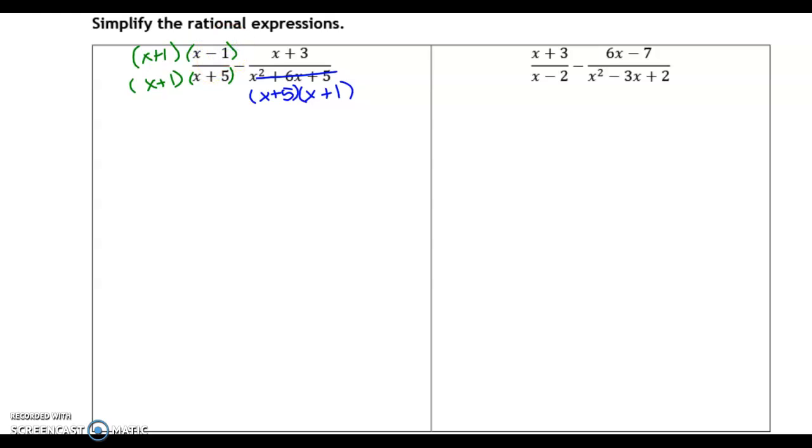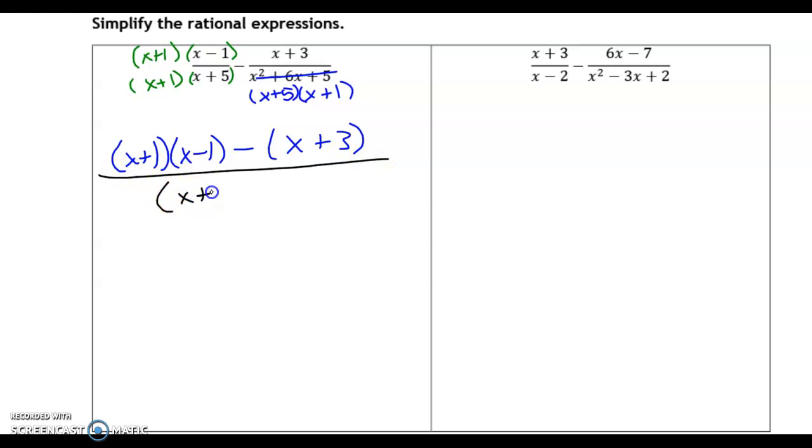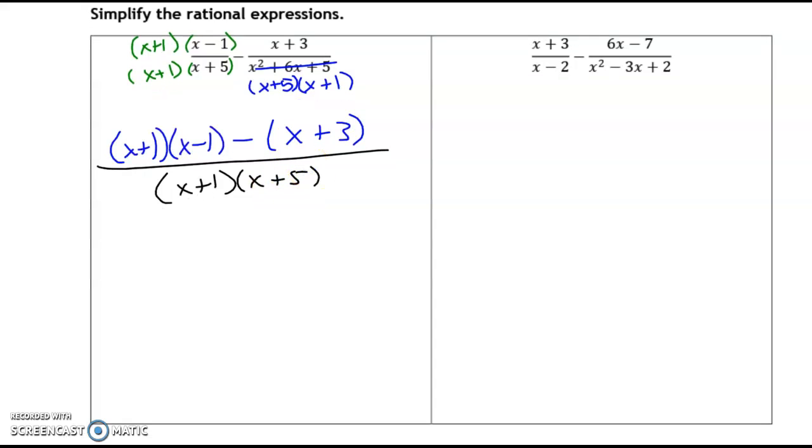And then we'll get x plus 1 times x minus 1. And then we need to subtract that entire fraction there. Minus x plus 3. And then we can put it all over x plus 1 times x plus 5. From here we can FOIL this out. So x plus 1 times x minus 1 would be difference of squares. x squared minus 1, because the 1x and the minus 1x will cancel.